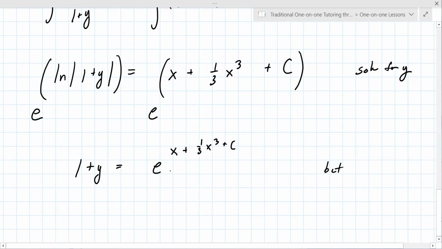But this e to the c right here could be written as c. So sometimes you will see the answer presented this way. Okay. And if you need more clarity on that, let me know. And then you can subtract 1 from both sides to get y by itself. Okay. That would make sense.